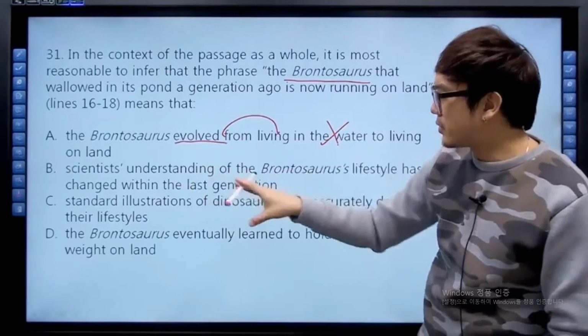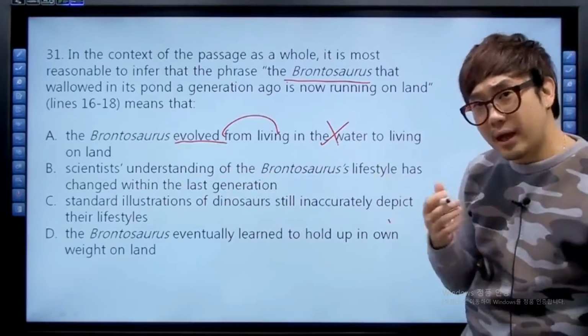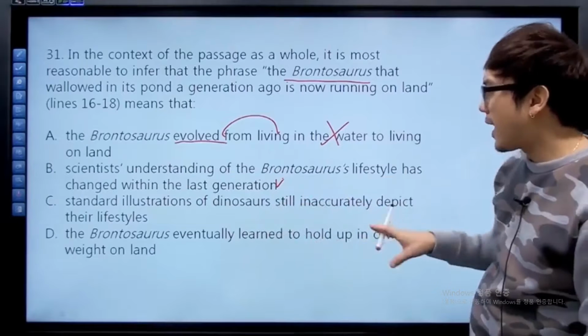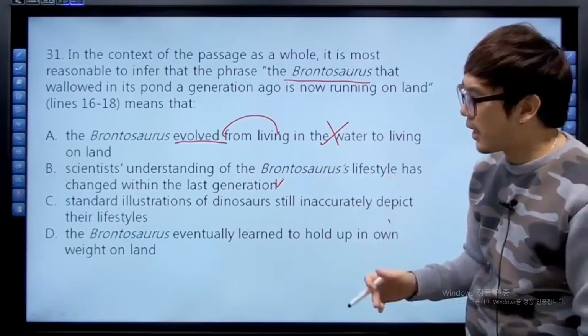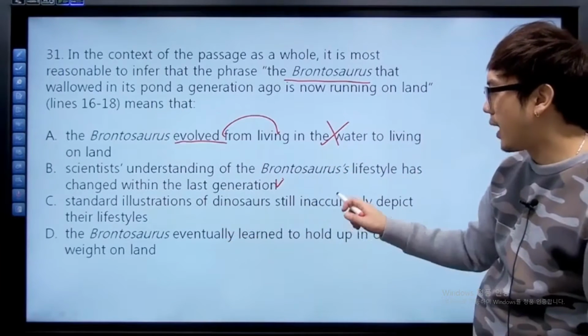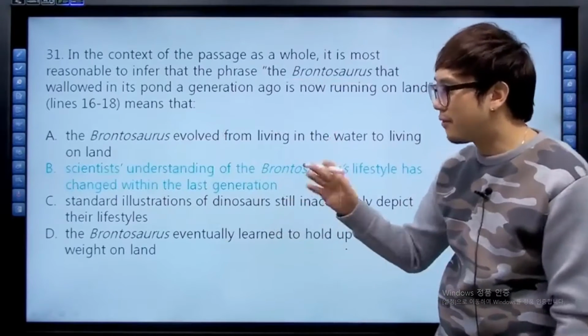B, scientists' understanding of the Brontosaurus' lifestyle has changed within the last generation. That kind of makes sense, doesn't it? And then C, standard illustrations of dinosaurs still inaccurately depict their lifestyles. Not really. Yes, it might have, but we are changing that. D, Brontosauruses eventually learned to hold up their own weight on land. Well, probably, but not really, right? So the answer here definitely is B.